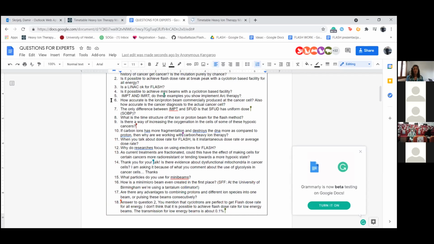So number 14, the question is, is there evidence about dysfunctional mitochondria in cancer cells? In fact, there is evidence of the opposite. The Warburg effect: initially Warburg himself, in 1957, gave a famous lecture where he said that the mitochondria is dysfunctional. That's why the Warburg effect happens. He was wrong. It has been proven now in many, many cancer types that the mitochondria is completely functional. There is no problem with it.